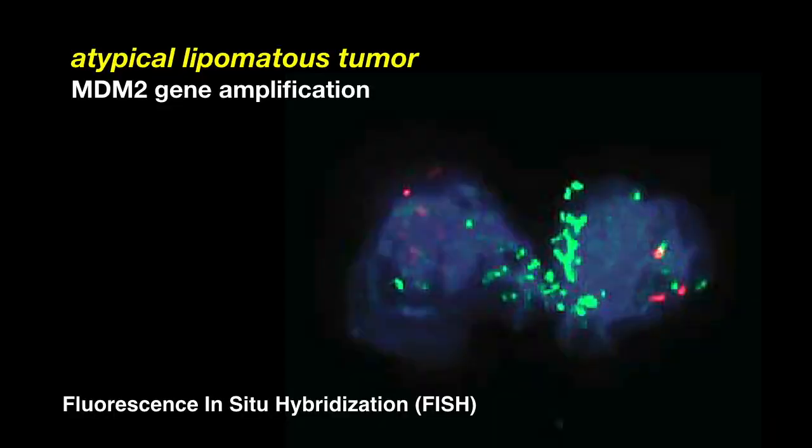Other tests based on molecular genetics are becoming increasingly important in diagnosis. These include the presence of characteristic gene amplifications, like the MDM2 amplification found in atypical lipomatous tumors, and translocations. Detection may require special procedures like fluorescence in situ hybridization, or PCR.